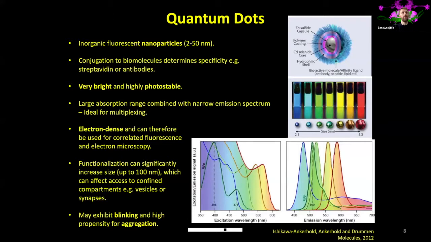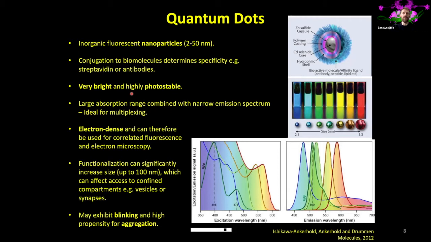You can also use a quantum dot. These are small inorganic fluorescent nanoparticles, about 2 to 50 nanometers, depending on which one you choose. So which wavelength, as you can see, the blue ones are the smallest, the red ones are the biggest. And also whether you've got any extra functionality coated on the surface of the quantum dot. So they can be conjugated to biomolecules and to determine specificity. So you can have streptavidin ones, or you can have ones that are coupled to antibodies.